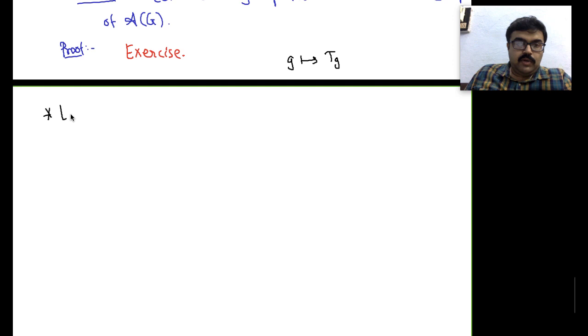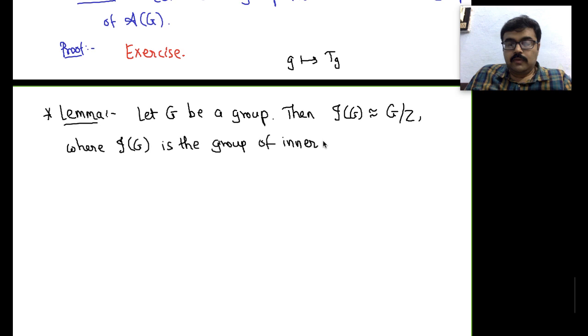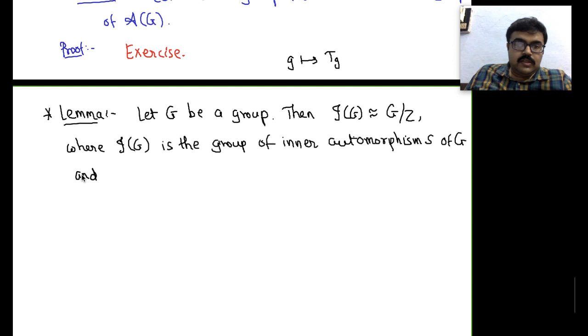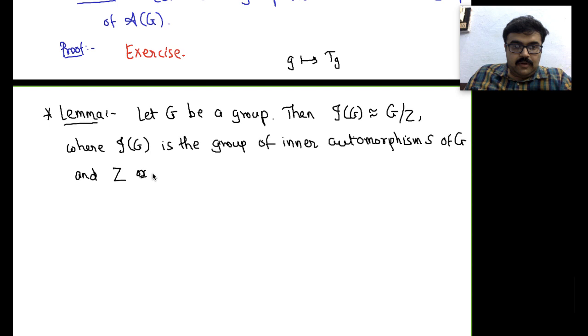So we state this as a lemma. The lemma is: let G be a group. Then I(G) is isomorphic to G quotient Z, where I(G) is the group of inner automorphisms of G, and Z is the center. I think you have seen it. You must have defined it as Z, or also like this in your BSc. Z(G) is called the center of G.